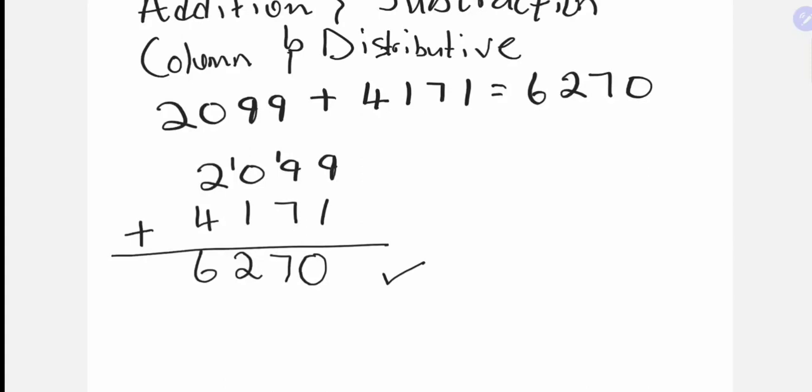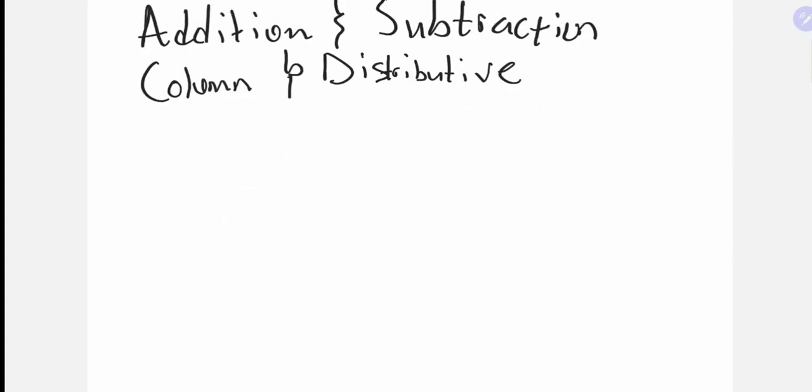Right then. So now let's subtract using the column method once more. Subtracting using the column method. Let's go. Say you have the numbers 175 minus 28.